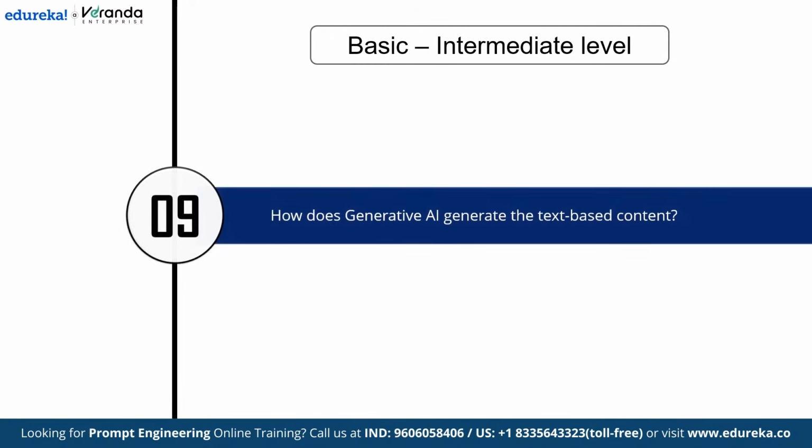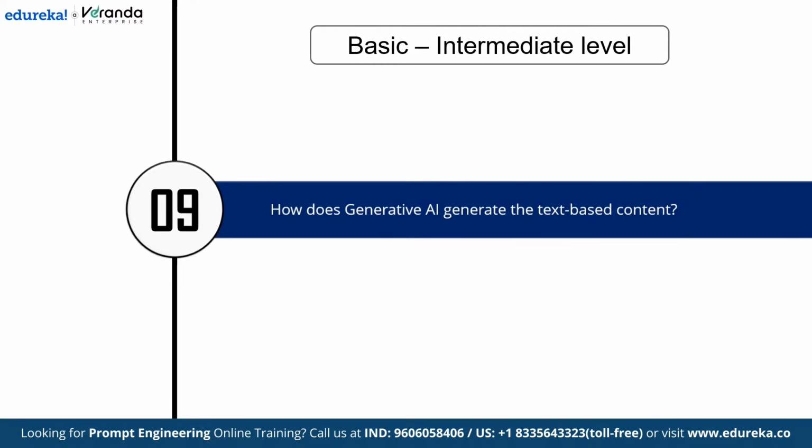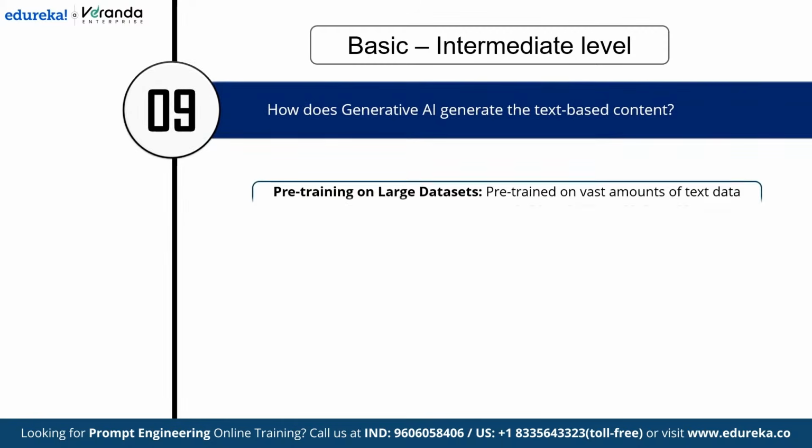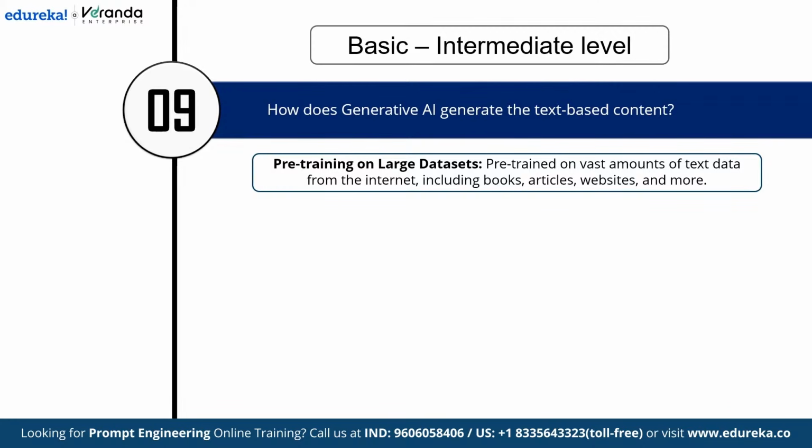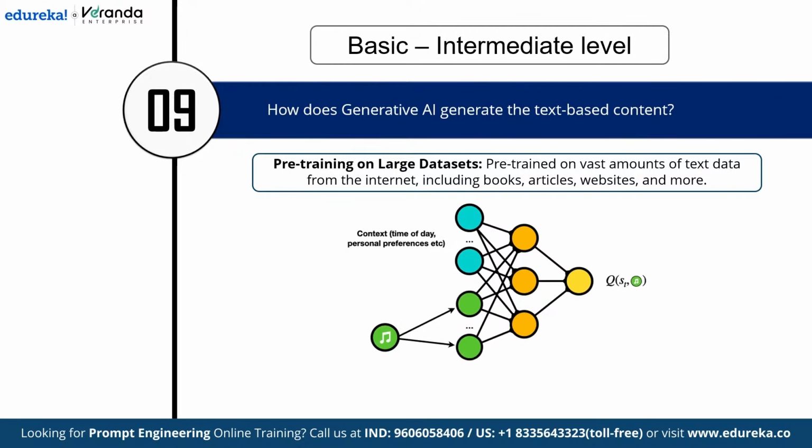Next, how does generative AI handle the creation of text-based content? So, generative AI generates text-based content through a process that involves several key steps. Here's a simplified explanation. First, training on large datasets. AI models like GPT are trained on vast amounts of text data from diverse sources such as books, articles, and websites. This extensive training helps the model to learn language patterns, context, and general knowledge, forming the foundation for its ability to perform various language tasks effectively.